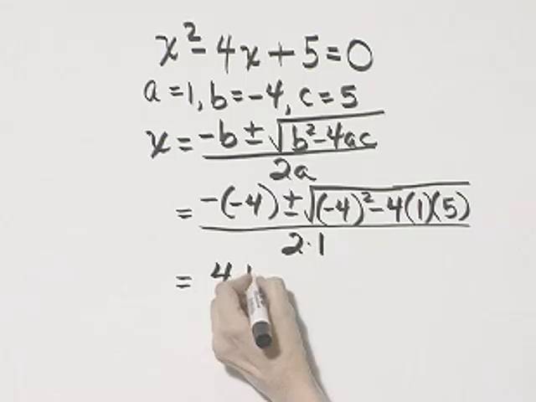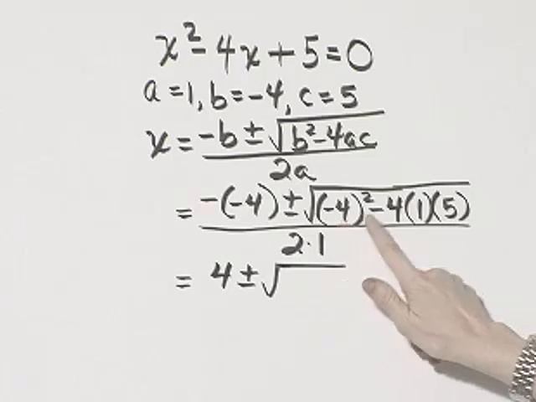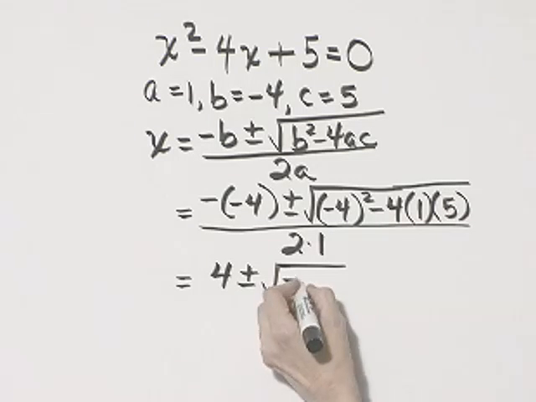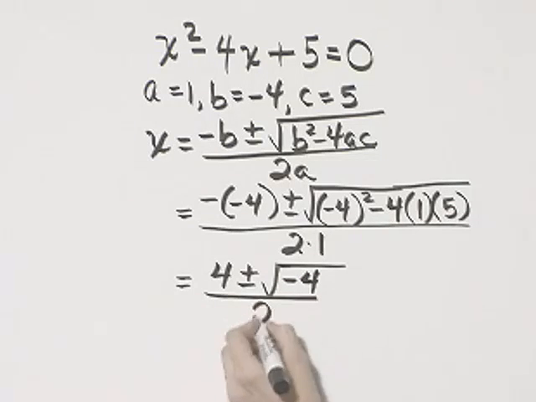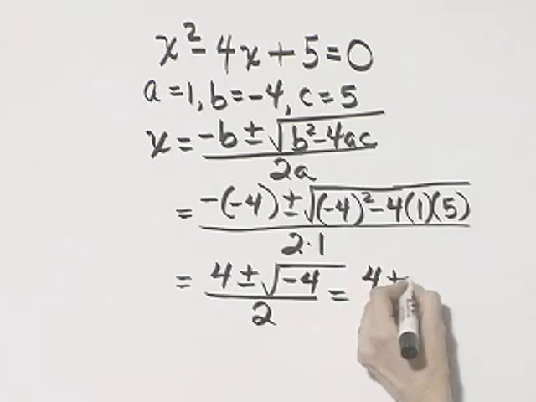So we have 4 plus or minus the square root of, this is 16 minus 20, and 16 minus 20 is -4, and this is all over 2. Let's start simplifying this. This is 4 plus or minus.